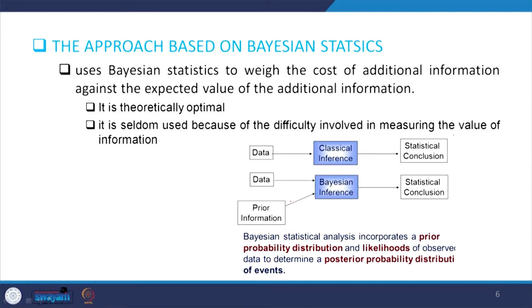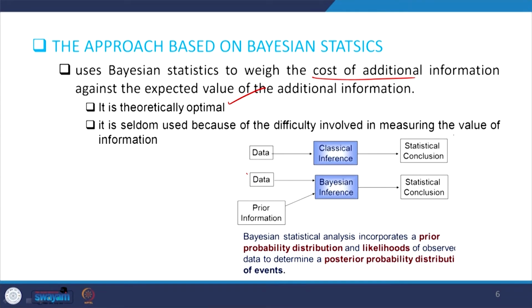Now, the approach based on Bayesian statistics uses Bayesian statistics to weigh the cost of additional information against the expected value of the additional information. So, as I already mentioned, we do require the cost of additional information, which is very essential, and it is theoretically optimal. First important point. Second, it is seldom used because of the difficulties involved in measuring the value of the information.